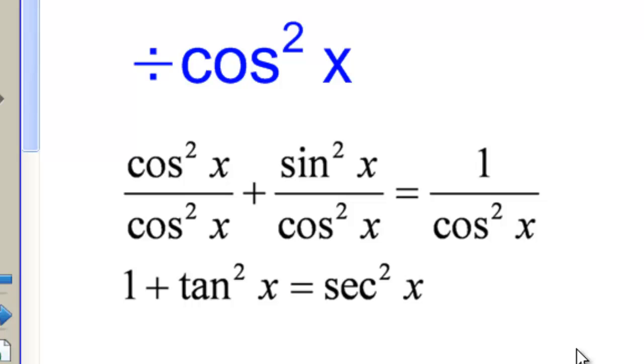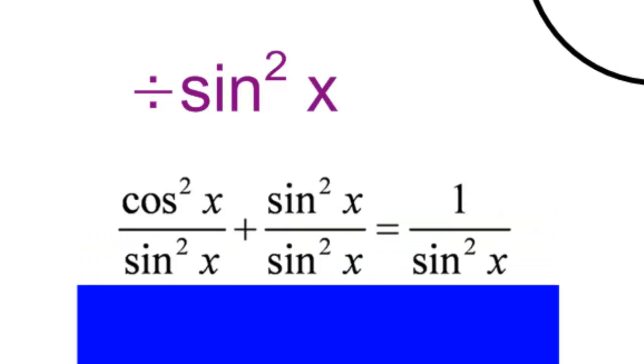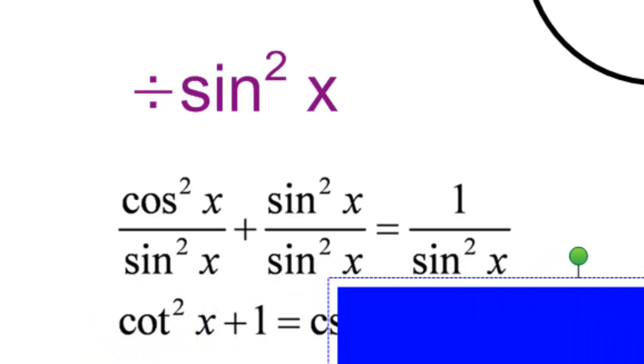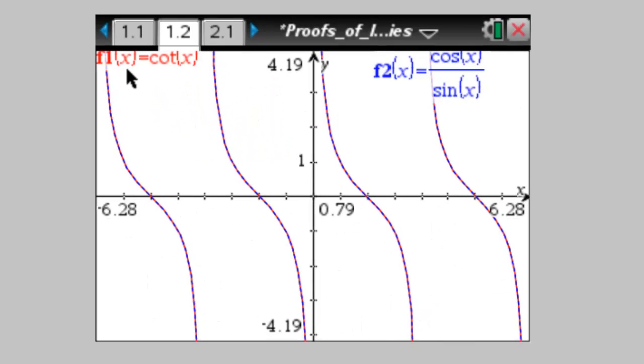So 1 plus tangent squared x equals secant squared x is our second main Pythagorean identity. If we go back to cosine squared x plus sine squared x equals 1 and divide every term by sine squared of x, I yield cosine squared x over sine squared x plus sine squared over sine squared equals 1 over sine squared. We're going to use identities to simplify this identity. Cosine over sine becomes the cotangent. Sine squared over sine squared is 1. And 1 over the sine squared becomes the cosecant squared.